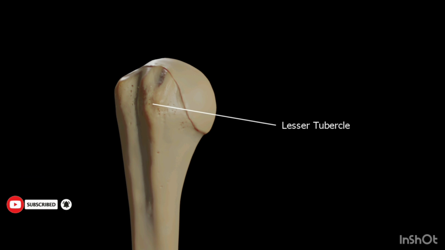The subscapularis muscle is one of the four muscles of the rotator cuff. It arises from the subscapular fossa of the scapula and inserts into the lesser tubercle of the humerus, as shown in the image. This muscle plays an important role in medial (internal) rotation of the arm and helps to stabilize the shoulder joint by holding the head of the humerus in the glenoid cavity.